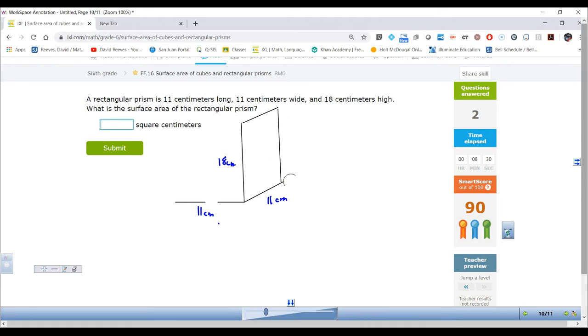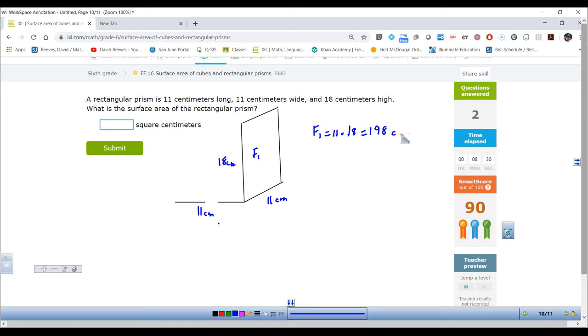Wow. All right, so I'm cheating a little bit right here. So that's going to give me this rectangle, this face right here. That's going to be what? 11 by 18. All right, so I'm going to call this face 1. And face 1 is going to be 11 times 18. And when you do 11 times 18, you get 198.